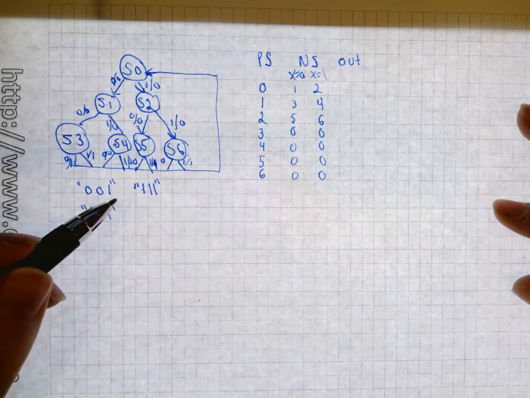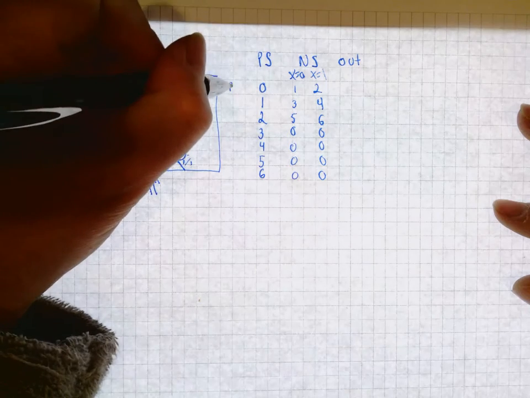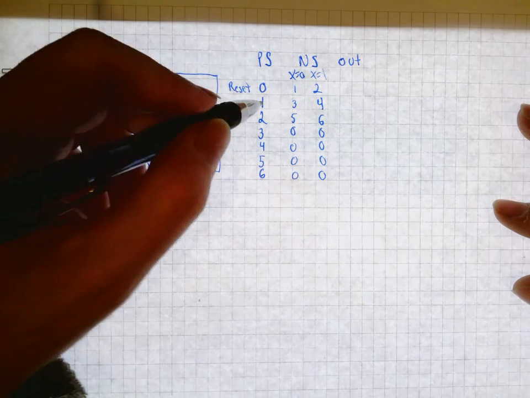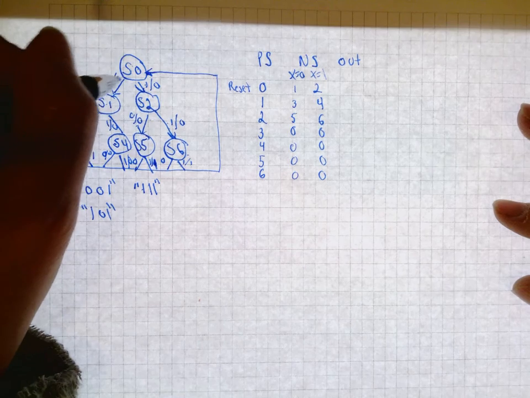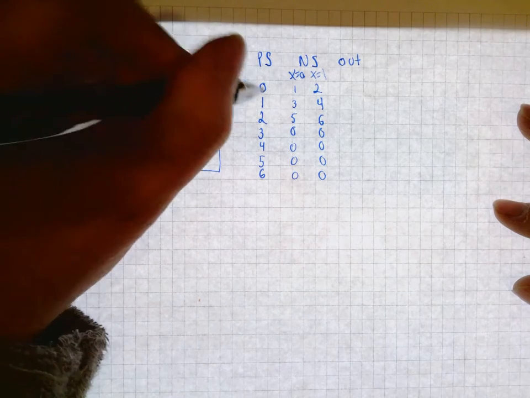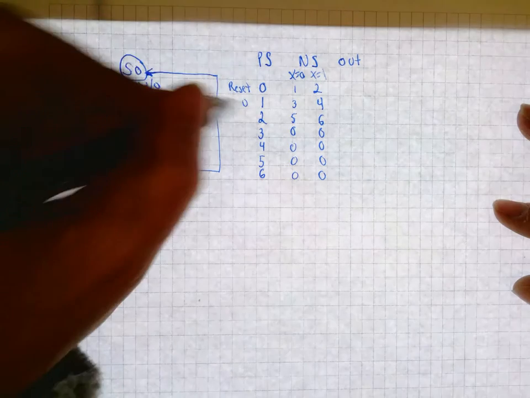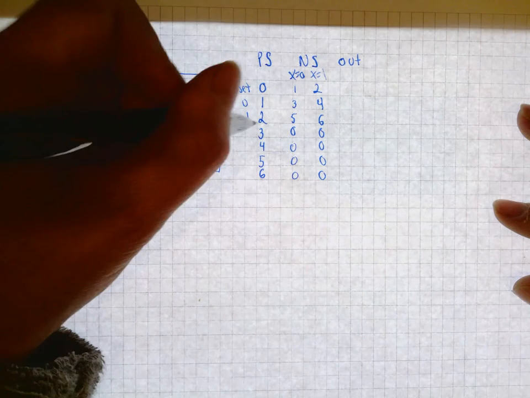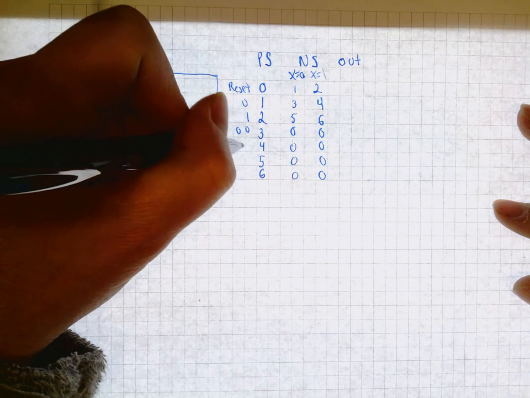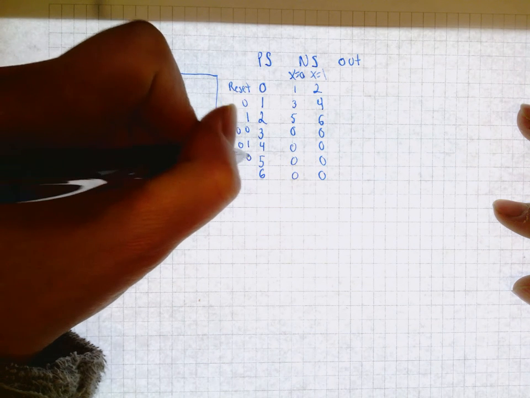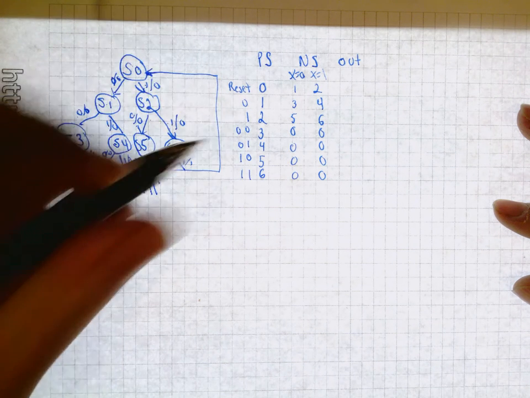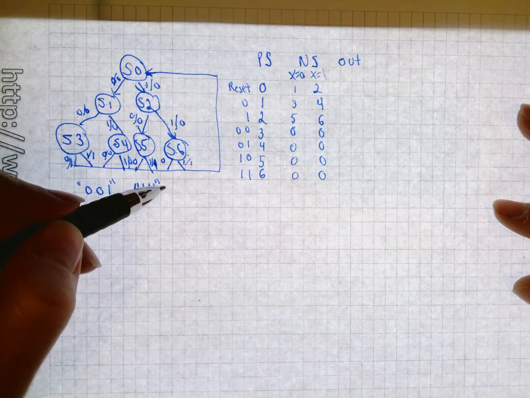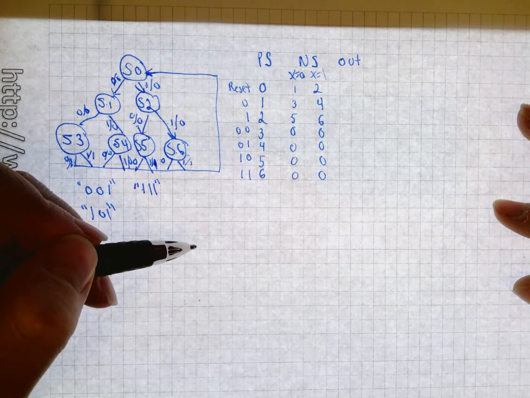And now comes the tricky bit. This is the reset state. Here's the state where you are able to find a 0. Here's the state where you find a 1. If you're in state 3, you found 0, 0. And so it goes. How do you get to state 6? You find a 1 and a 1. And so you're just counting in binary, which is pretty cool.